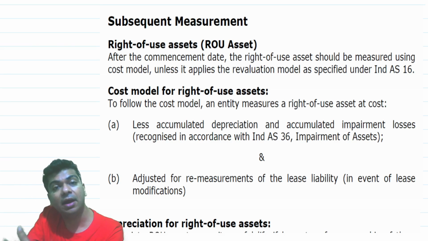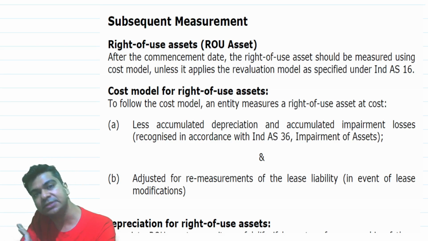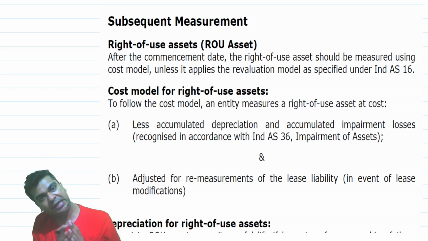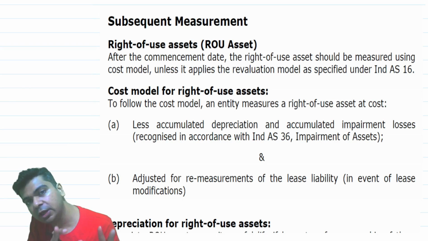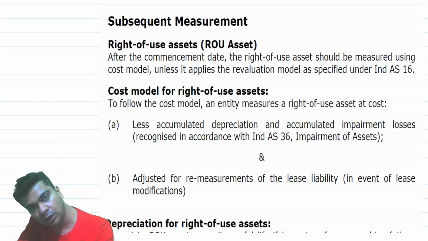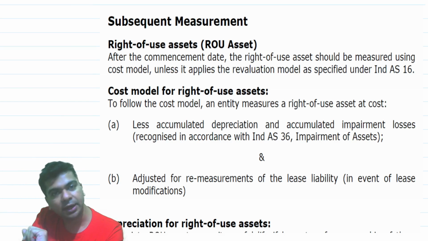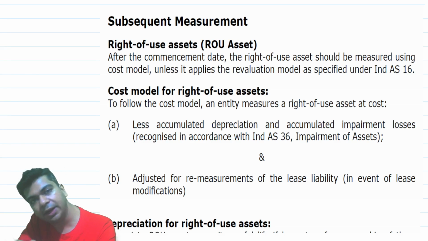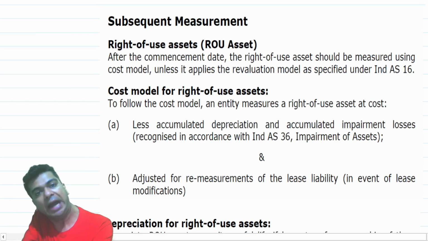Similar thing is there again under Ind AS 116. However, Ind AS 116, instead of offering a choice, suggests that please follow the cost model unless and until you decide to follow the revaluation model. So the preferred model under Ind AS 116 seems to be the cost model, but still it does not rule out the revaluation model. So under Ind AS 116 also the same thing will happen.